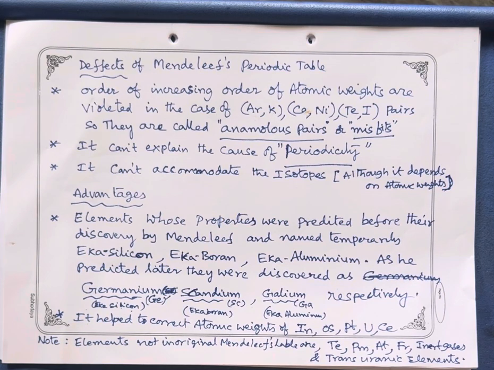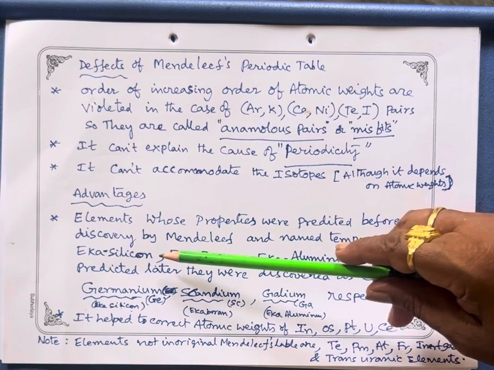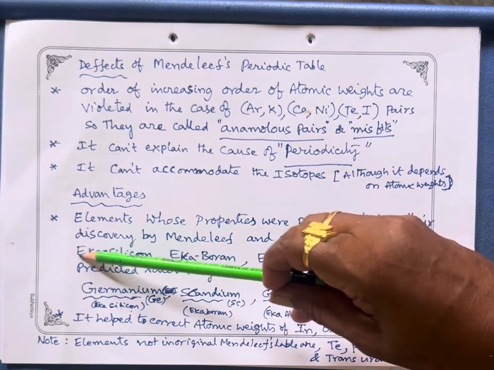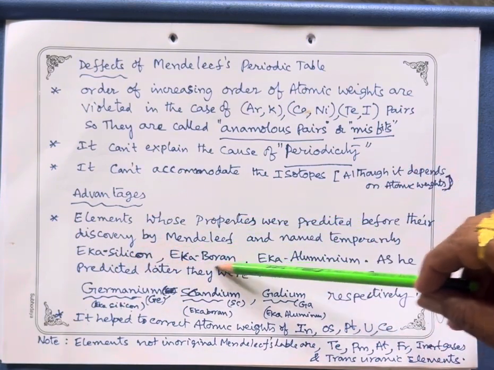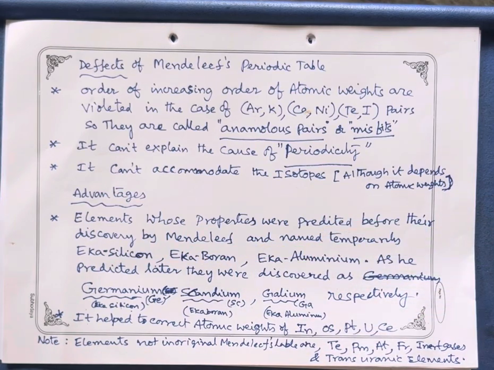What are the advantages of the periodic table? Mendeleef predicted the properties of elements before their discovery and named them temporarily. Some elements were predicted and named as Eka elements. Eka elements means elements with properties similar to the element above. For example, an element having properties similar to silicon is called Eka silicon. Eka boron was predicted, Eka aluminum was predicted. Some gaps were kept and he predicted the elements.